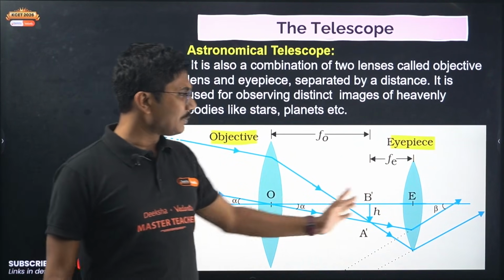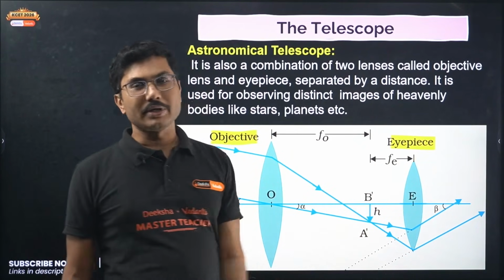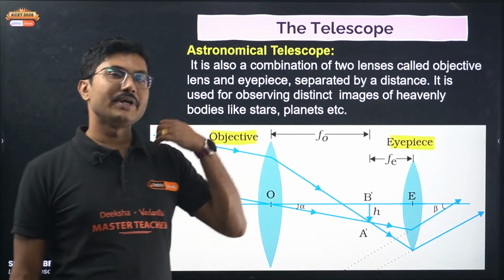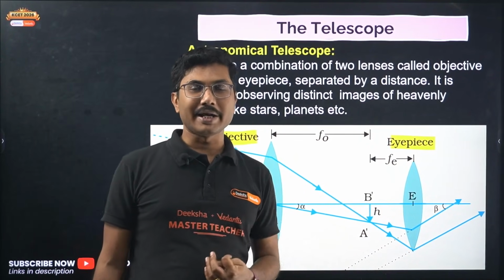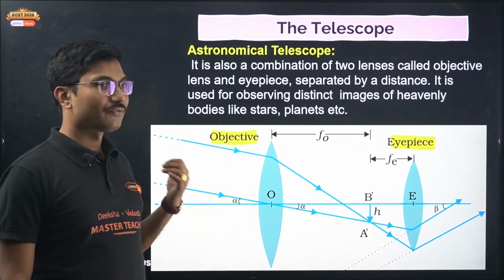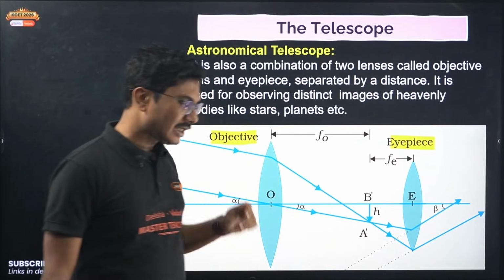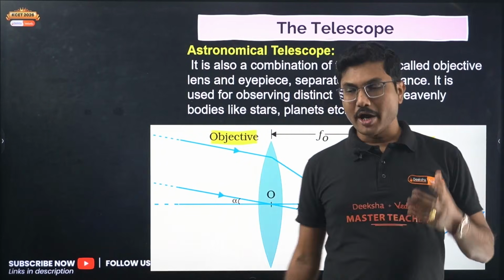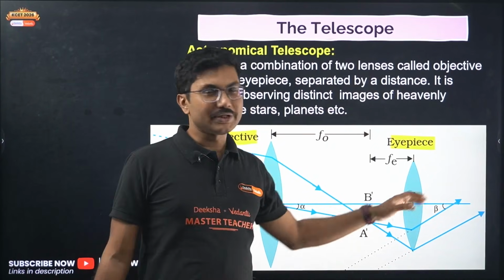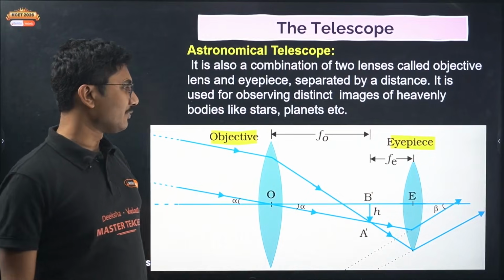Now if you see this particular configuration, the size of the objective is much bigger compared to that of the eyepiece. The main reason is that the object we are observing is very far away, so the amount of light coming towards us is very, very small. So we need a large aperture or a very large objective lens, which will provide a lot of light to fall, and then you can focus it using your eyepiece and observe it. Clear? Yes, they can be focused as well.